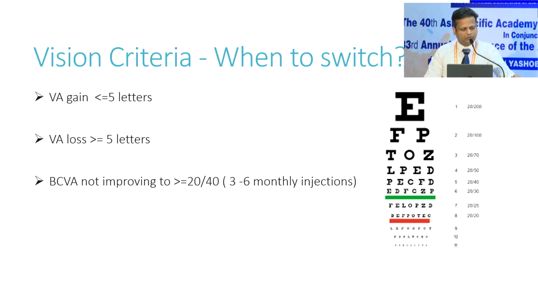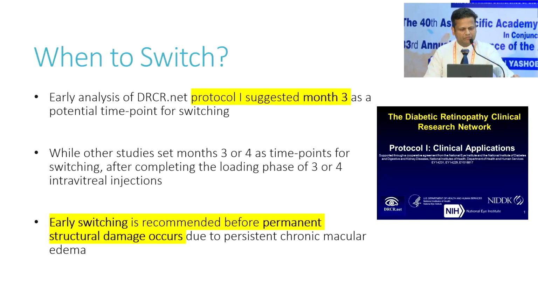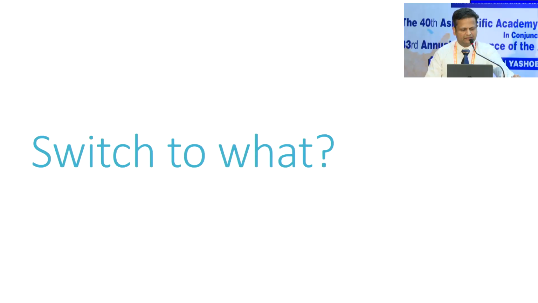Visual loss of more than or equal to 5 letters, and BCVA not improving to more than or equal to 20 by 40, even in spite of 3 to 6 monthly injections, then it was time for a switch. So when do we switch? Protocol I showed us the 3-month interval as a potential time for switching. Early switching is recommended before permanent structural damage has happened.